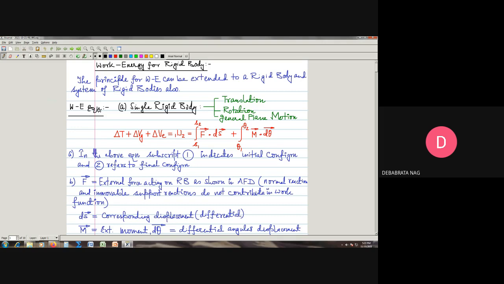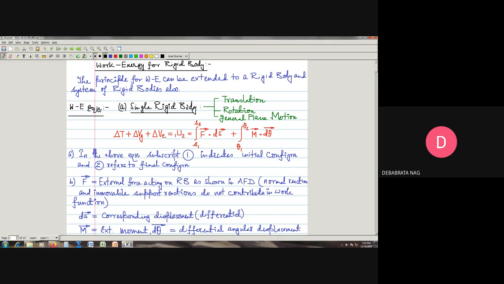So basically, when we write the work energy equation in connection with a single rigid body, we have to remember the associated kinematics of that single rigid body. As we know, the kinematics for a single rigid body can be a pure translational motion, it can be a pure rotational motion, or it can be a general plane motion or GPM, which is nothing but a combination of the translational motion and the rotational motion.